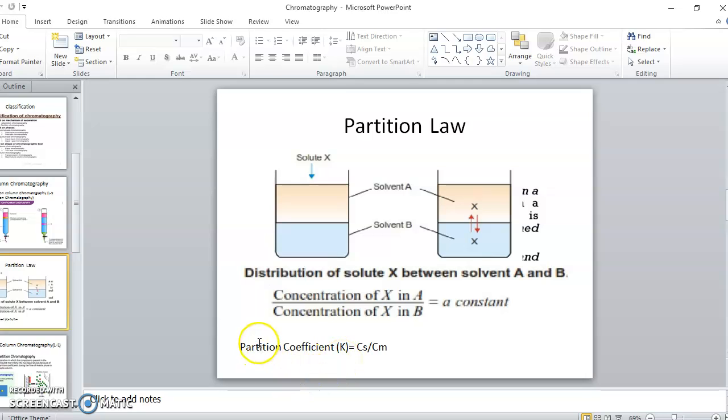Look, if the partition coefficient is greater, what's the meaning? The component to be separated is more on the stationary phase. Clear? So the greater the value of the partition coefficient, the particles get retarded or remain with the stationary phase for some more time. So that is the partition coefficient.